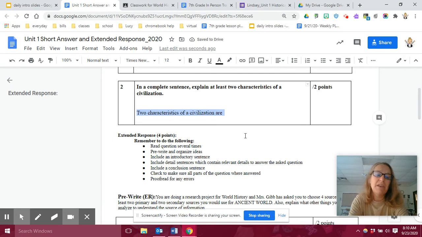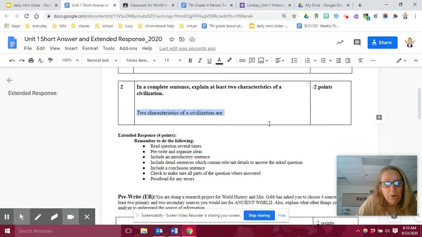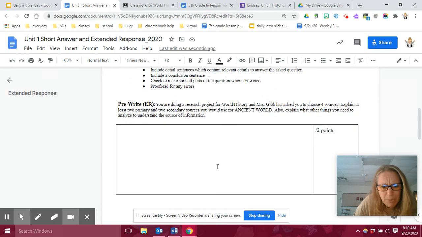Remember, when you're doing an extended response, you want to read the question several times. You want to pre-write and organize your ideas. You want to include an introductory sentence, include a detailed sentence, and then a conclusion, and make sure all parts of your questions were answered. And then, of course, proofread for any errors. All right, so we're going to go ahead and scroll down, and we'll do the pre-write together.